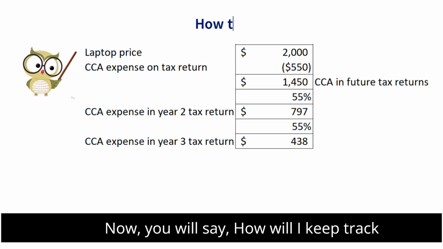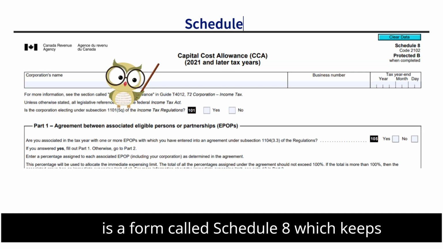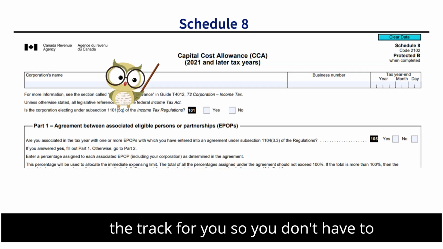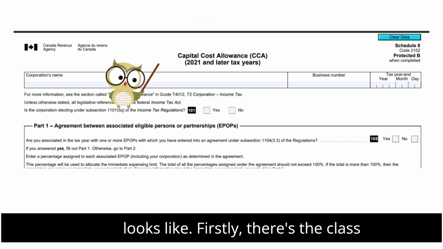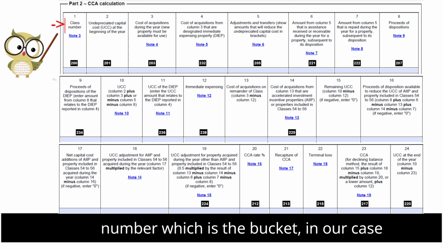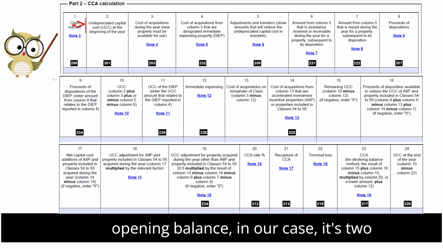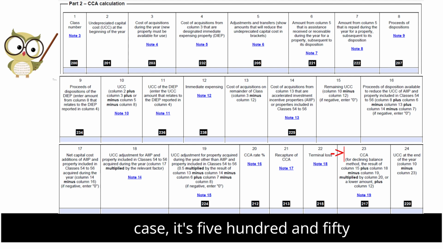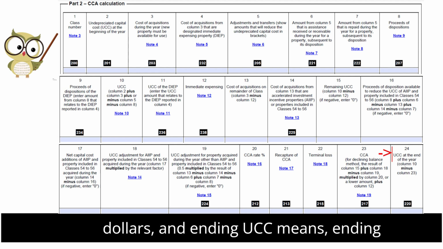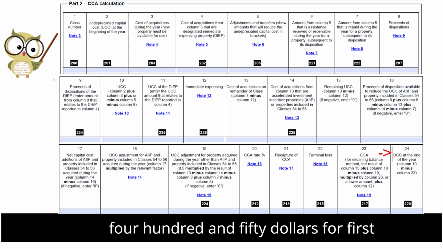Now, you will say, how will I keep track of it each year? Good point. There is a form called Schedule 8, which keeps track for you, so you don't have to worry about it. This is what the form looks like. Firstly, there's the class number, which is the bucket. In our case, it's Class 8. Then UCC means your opening balance. In our case, it's $2,000. This is the CCA. In our case, it's $550. And ending UCC means ending balance. In our case, it's $1,450 for the first year.